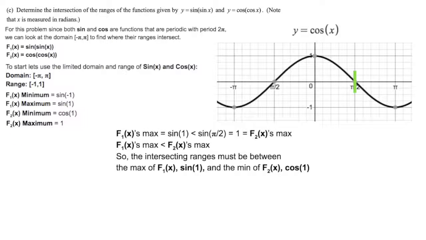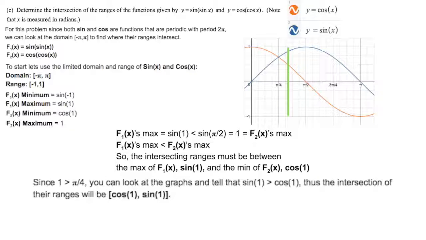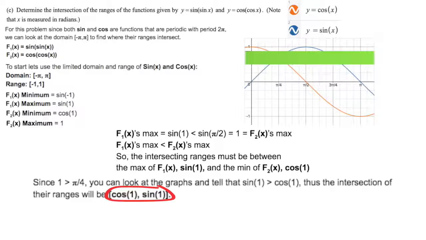We know that sine of 1 is less than sine of pi over 2, and sine of pi over 2 equals 1. So f2 of x's max must be above f1 of x's max. So the intersecting ranges must be between the max of f1 of x, which is sine of 1, and the minimum of f2 of x, which is cosine of 1. Since 1 is greater than pi over 4, you can look at the graphs and tell that sine of 1 is greater than cosine of 1. Thus, the intersection of their ranges will be cosine 1 to sine 1.